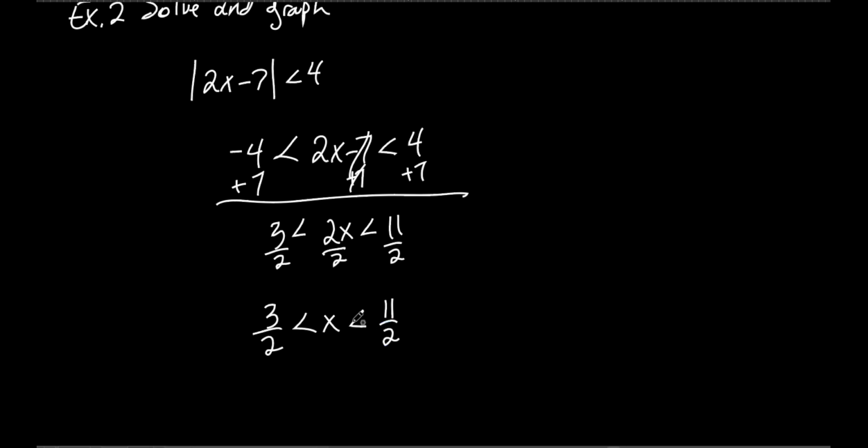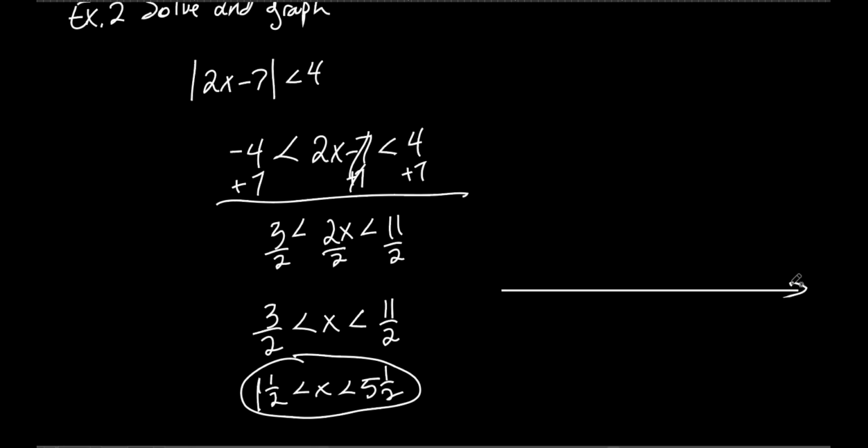Now that's fine if you want to leave that as your answer, but we want to graph it, so we want to know generally where in the world is 3/2 and where in the world is 11/2. So let's write it as either a mixed number or a decimal. What is this as a decimal? It's 1.5. All right, so 1.5 is less than x, which is less than 5.5. Okay, so that's my solution. So now we can graph it pretty easy. That means x is between.